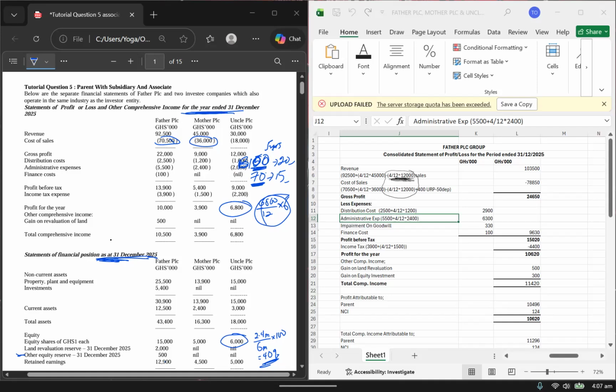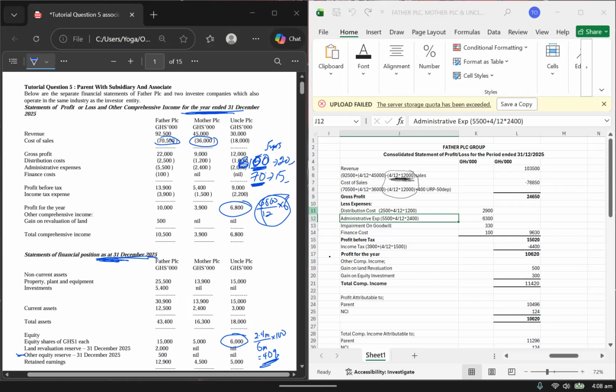So distribution cost, you just take this one and then you strike this one as 4 out of 12. Administrative expense, you take this, you do the striking. Finance cost was only in relation to father, so you bring all the 100 here. So you add all the expenses, then you subtract. I forgot to talk about the impairments. We had impairments on goodwill. Impairment is also treated just like depreciation, an expense. So you bring it as a line item. You add it to all the expenses, then you subtract. You get profit before tax.